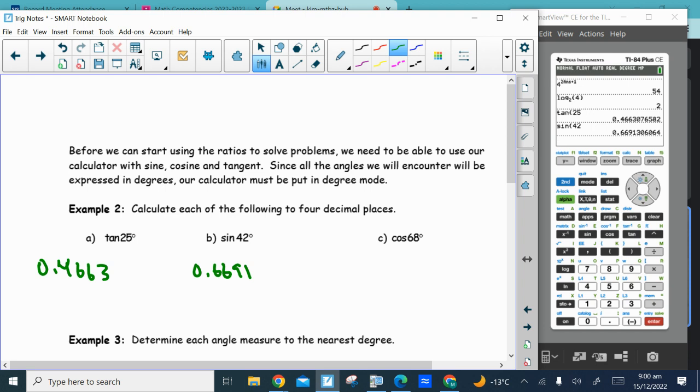So stat data. Let's try this now. Tan of 25. There we go. Okay, yours isn't working? Let me see.